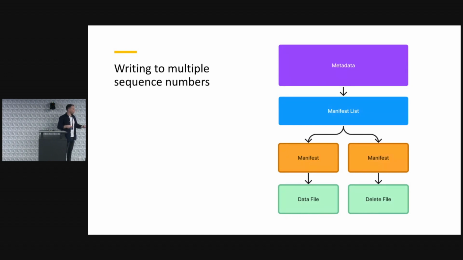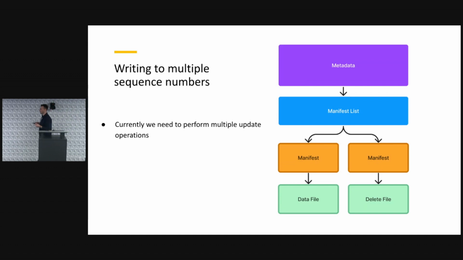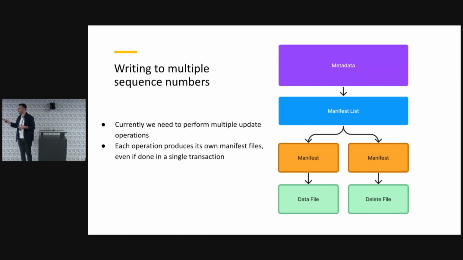So the current way to achieve what we discussed in the previous slide would be to perform multiple update operations. But the issue with that, even if you do it in a single transaction, is it's going to produce a lot of manifest files, one for each operation. A lot of manifest files is a little bit wasteful from a performance standpoint, and also these are small files that you probably want to clean up afterwards. So it's wasteful in that respect as well.